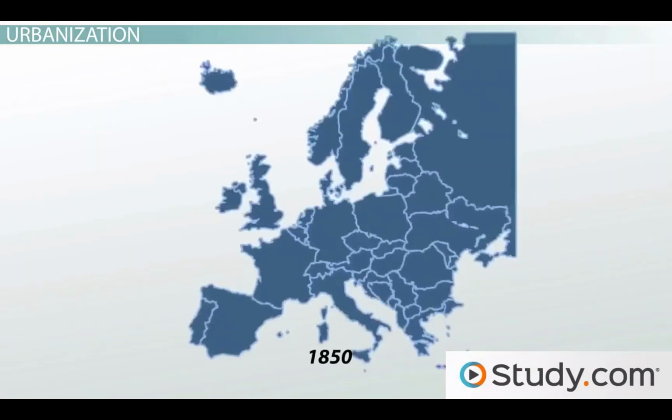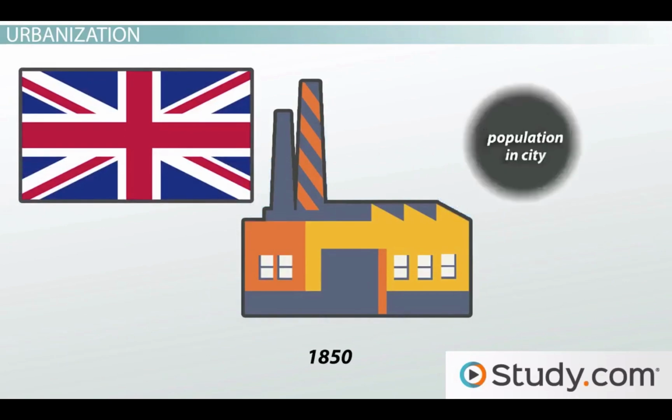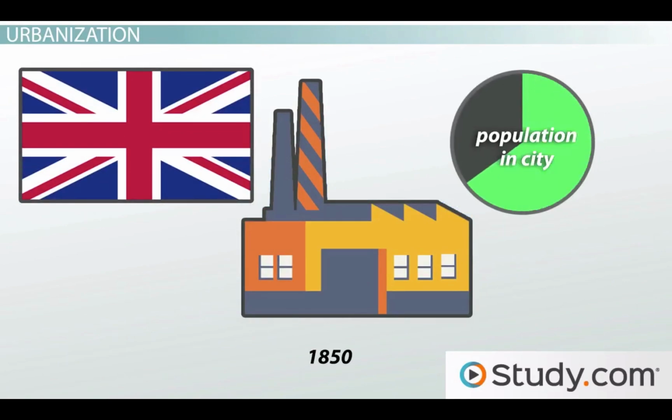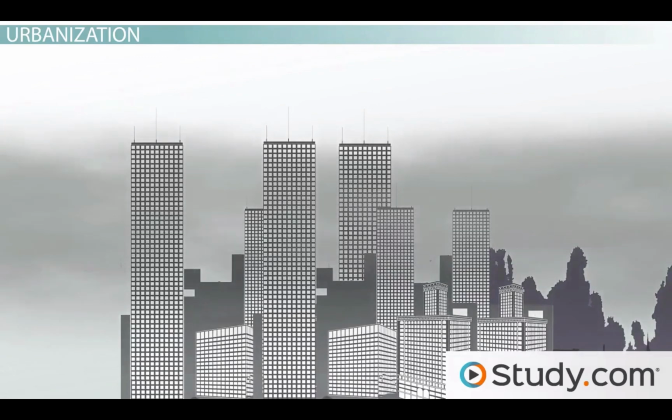As early as 1850, many European cities were centers of industrial growth. In fact, by 1850, over 50% of the entire population of Great Britain lived in either a town or a city instead of in a rural community. The growth of cities led to horrible living conditions.